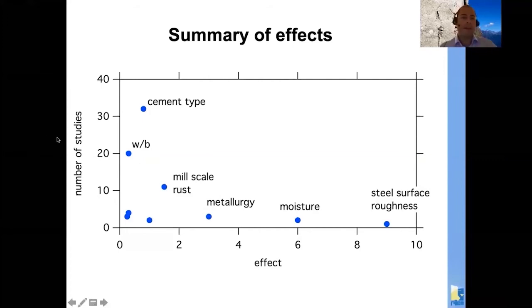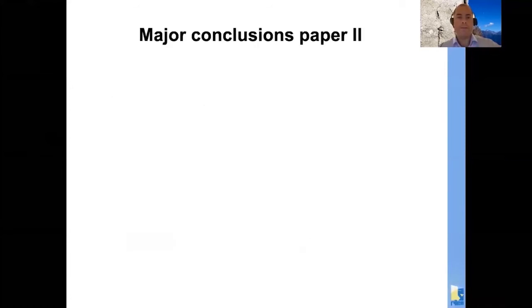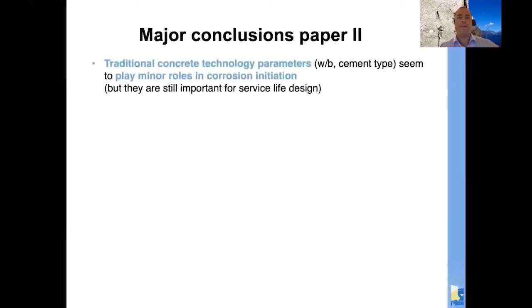On the other hand, there is no further need to look into the effect of water binder ratio or cement type on chloride-induced corrosion, unless the study, of course, is related to transport properties in the concrete cover. But if it concerns the steel-concrete interface, this has already been studied a lot, and at the same time it was found that it is not a very important parameter. So the major conclusions from this were the following.